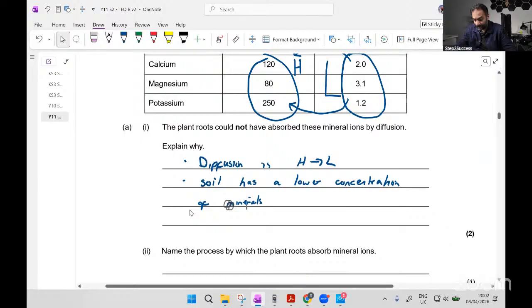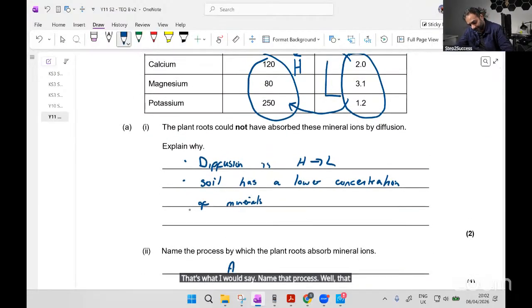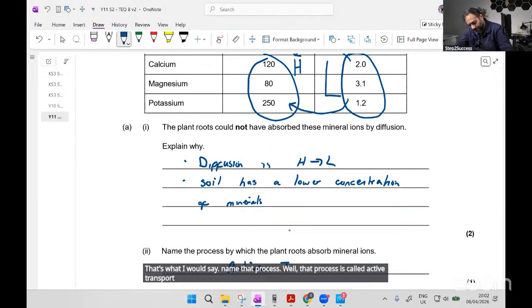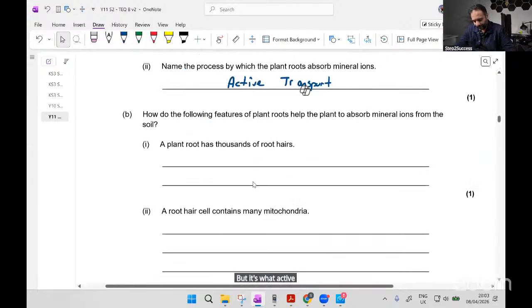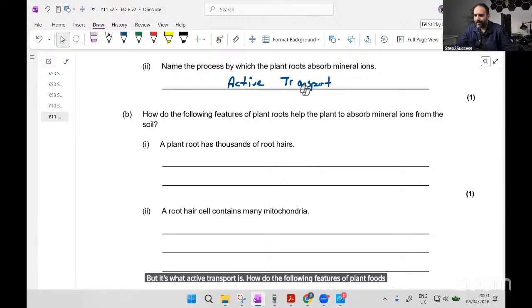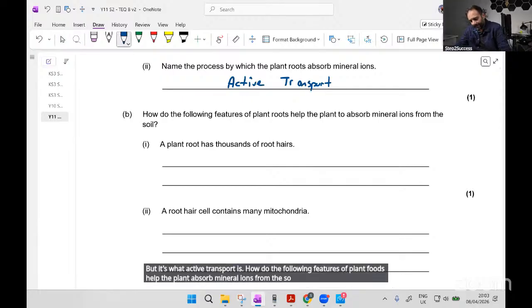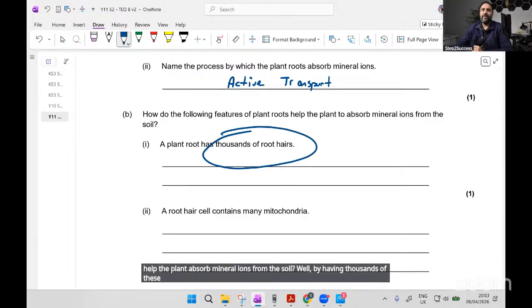Name that process. Well, that process is called active transport when we absorb things from a low to a high concentration. That is what active transport is. How do the following features of plant roots help the plant absorb ions from the soil? Well, by having thousands of these root hairs, whenever you have a lot of something in biology, you kind of want to use the phrase large surface area. Yeah, that's it.